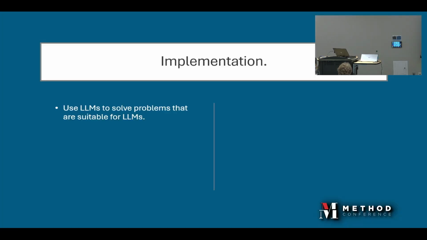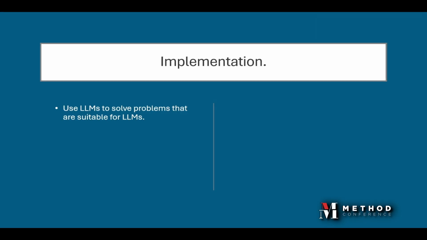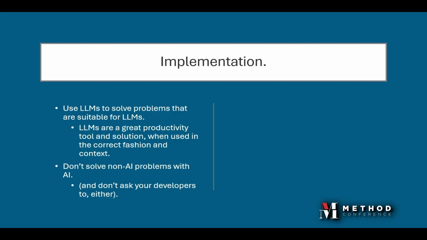So what are some insights and challenges we had, right? Around implementation: use LLMs to solve problems that require LLM solutions. One of my biggest gripes right now in business is people say, we need AI. We need AI. Strava just added an AI feature to its exercise tracking app that analyzes your results, that nobody asked for and everyone's making fun of online, right? Don't use LLMs to solve non-LLM problems, and don't ask developers to either, if you're a manager here. They're a great productivity tool and a solution when used in the right fashion. But again, don't solve non-AI problems with AI.